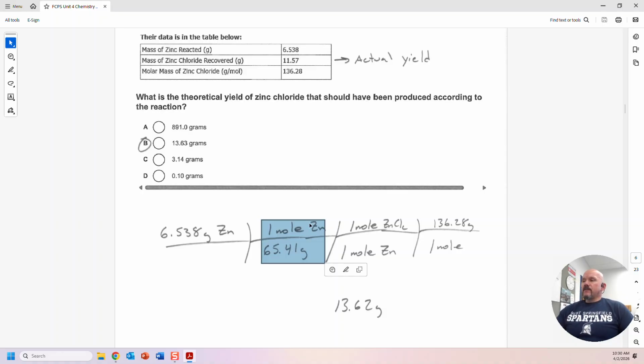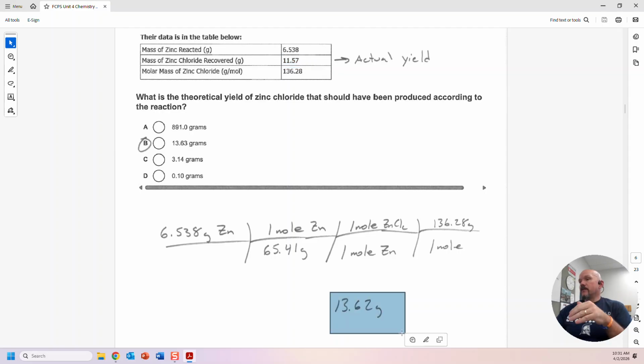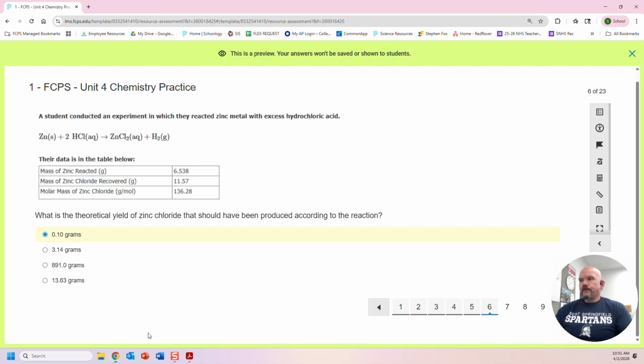So grams to moles of zinc, the mole ratio is 1-to-1, and then times the molar mass of zinc chloride would give us how much we should have got. So in theory, if that much zinc reacts, we should get this much zinc chloride. That's our theoretical yield. But that's what we actually got. So again, if we go one step further to calculate our percent yield, it would be 11.57 divided by the 13.62 times 100 to get the percent yield. But all they asked for in this one was the theoretical yield. Okay. So it was that one.